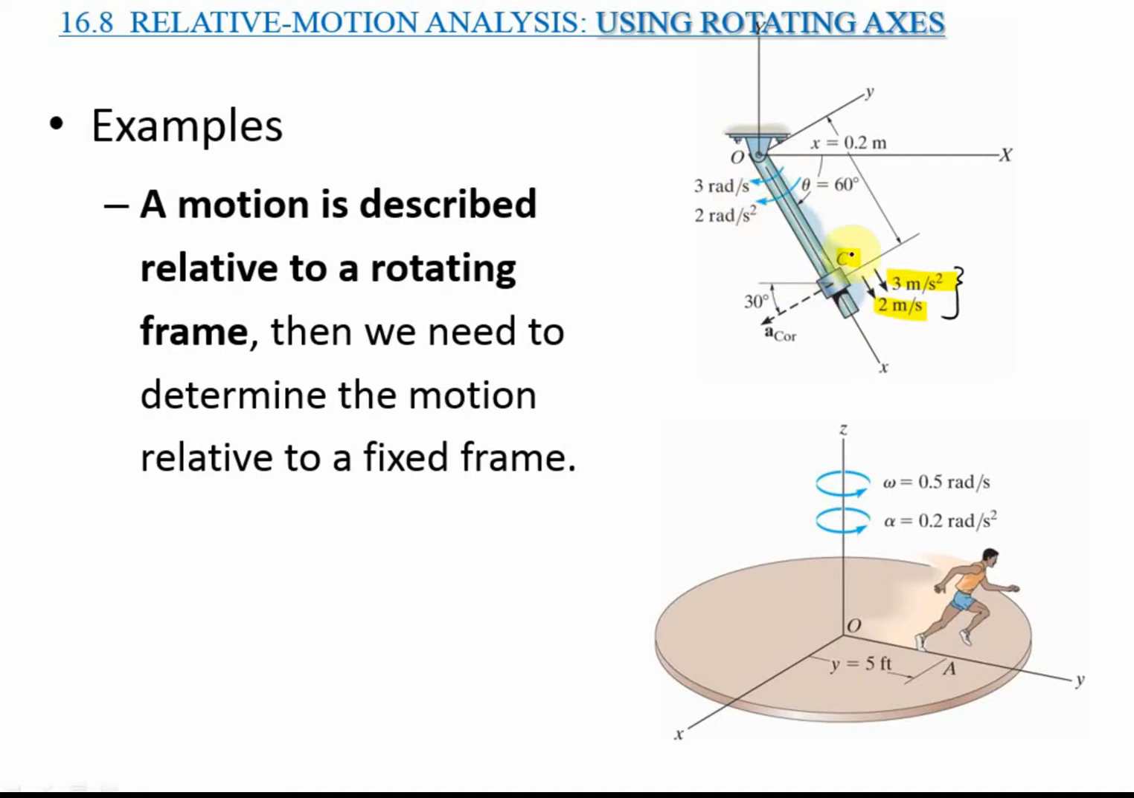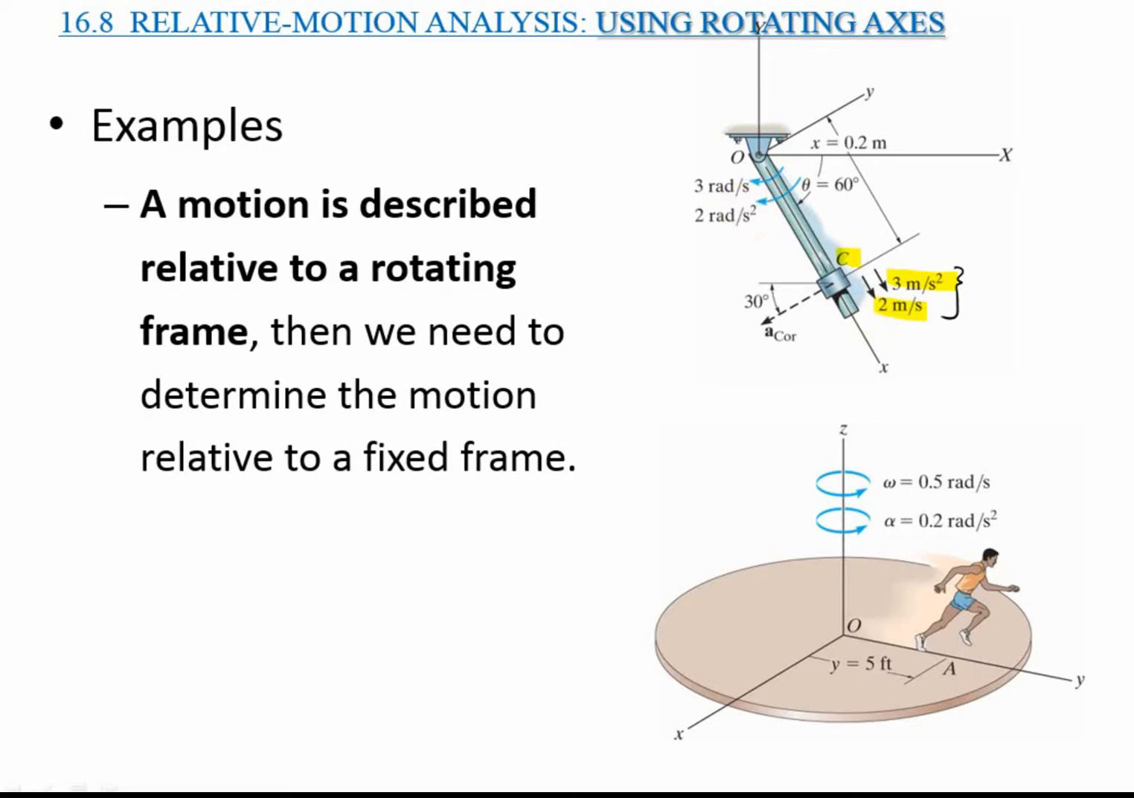If we want to describe the velocity of C in terms of fixed axis x and y, the velocity cannot be in this direction because this is rotating. However, the information that we have is just the linear velocity, linear accelerations. That means this information is described relative to the rotating frame.